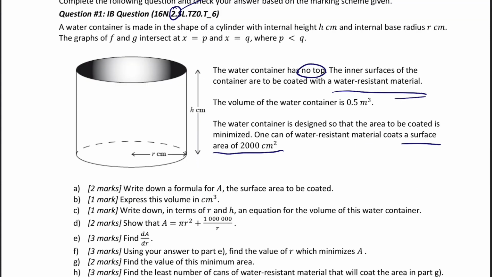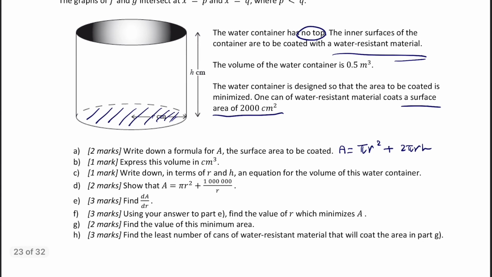Question A, we need to write down a formula for A, the surface area to be coated. There's only one bottom that we need to consider. So surface area equals pi r squared plus the area of the curved surface of the cylinder, which has the formula 2 pi rh. So A equals pi r squared plus 2 pi rh. All these formulas are in your formula booklet, so you can always look them up.